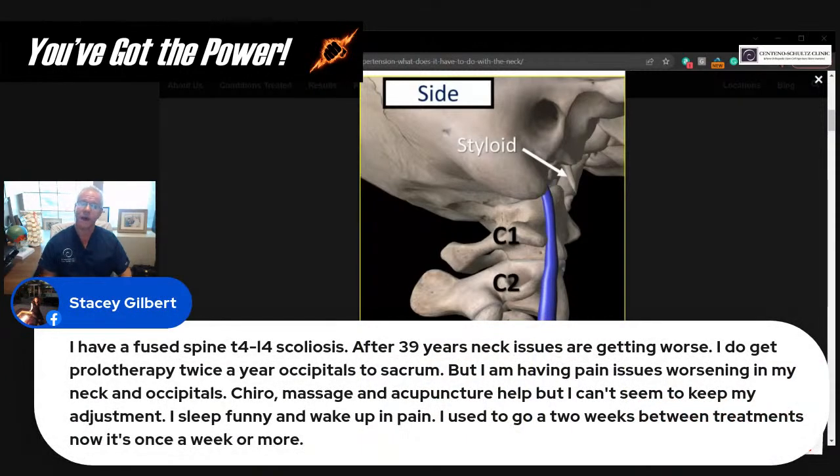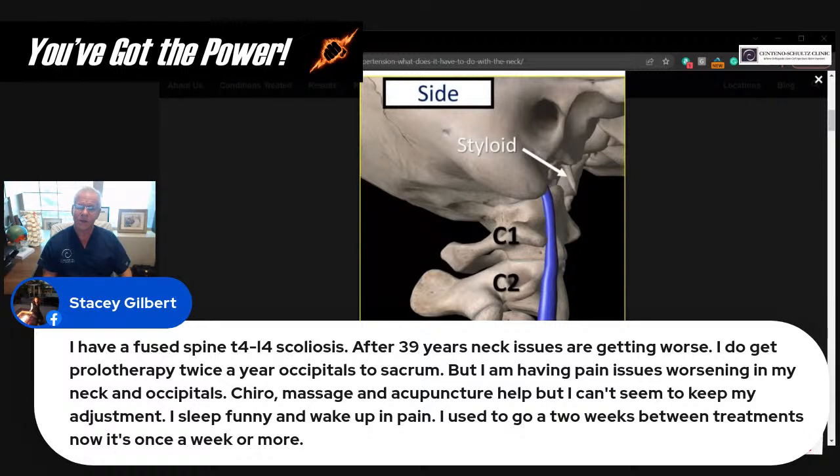Stacy, I have a fused spine T4 to L4 scoliosis. After 39 years, neck issues are getting worse. I do get my prolotherapy twice a year, occipitals to sacrum, but having pain issues worsening in my neck and occipitals. Chiro, massage and acupuncture help, but I can't seem to keep my adjustment. I sleep funny and wake up in pain. I used to go 2 weeks between treatments. Now it's once a week or more.